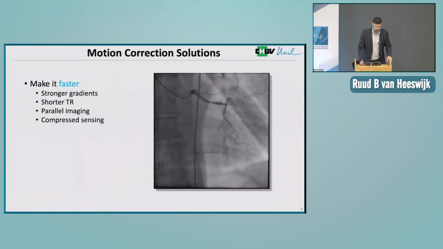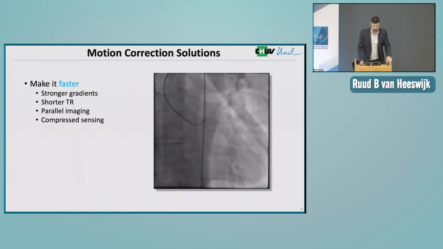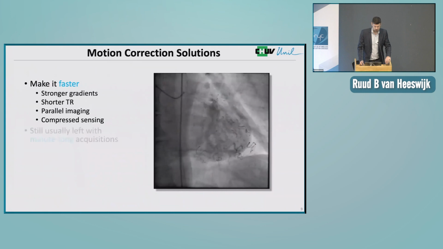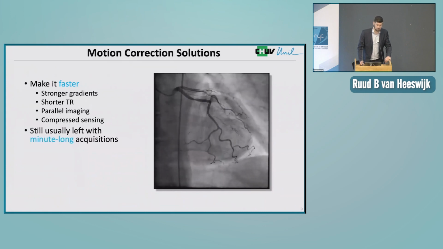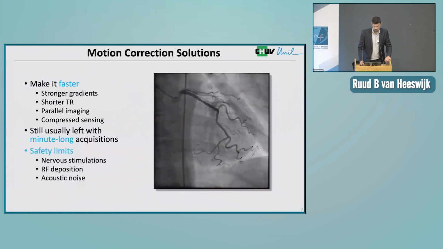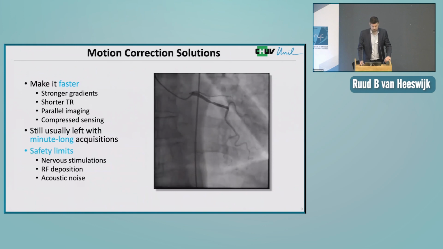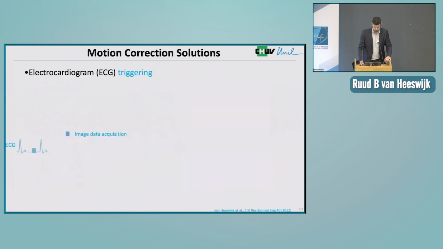But if we do use things like stronger gradients, shorter repetition times, parallel imaging, compressed sensing, etc., then we still are not at this level with MR yet. So we often, especially if you want to do mapping or 3D acquisitions, we have minute-long acquisitions still. And of course, if we do these things above, we run into things like nervous stimulation, RF deposition, and strong acoustic noise as well. So we want different solutions.